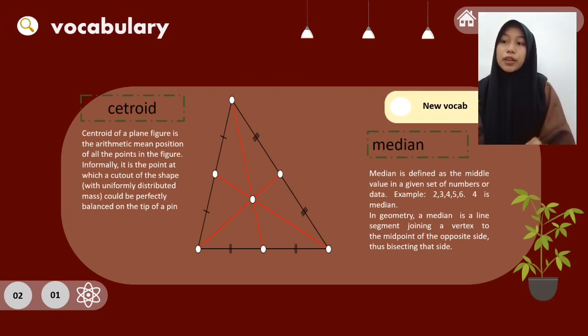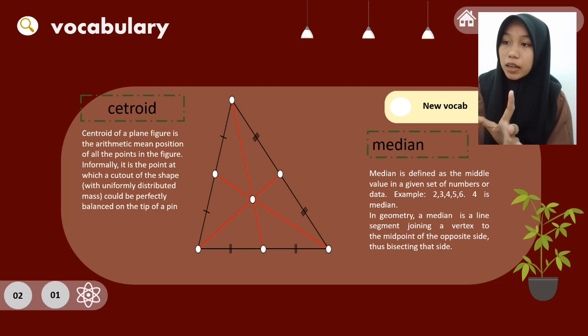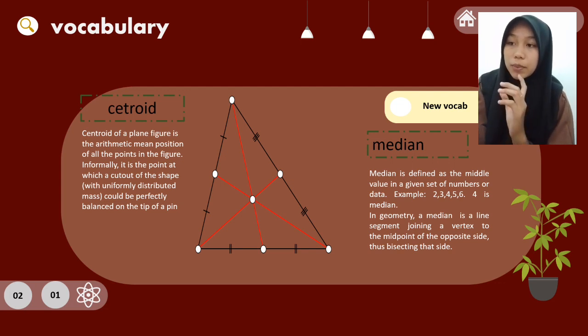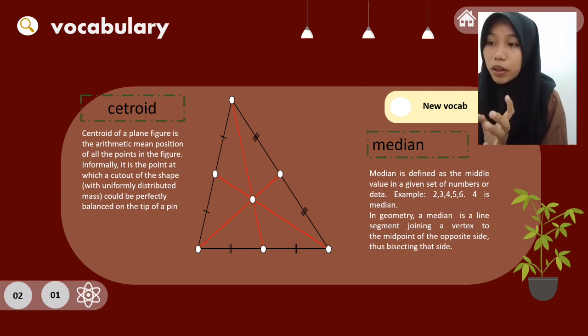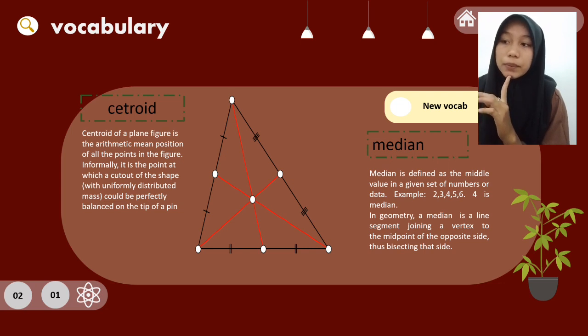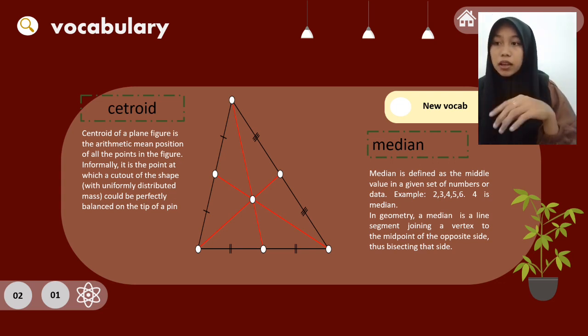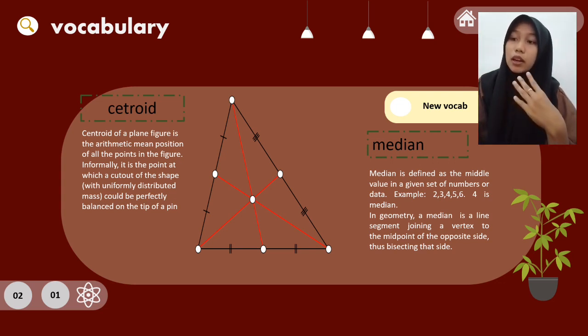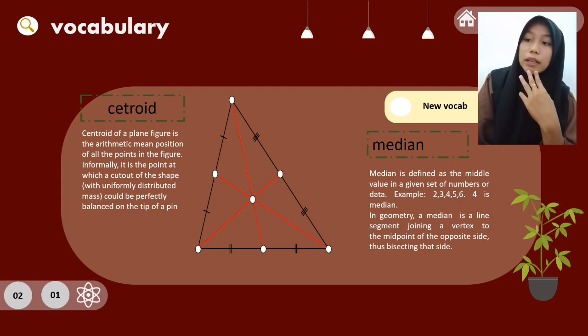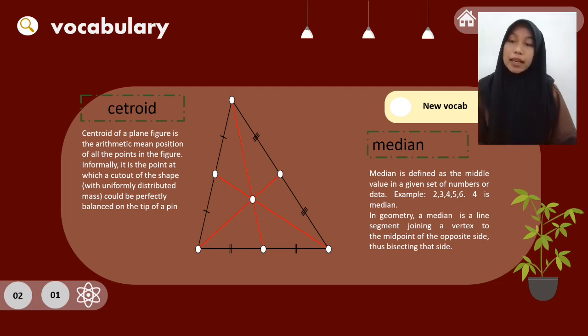Next, we have centroid. In Indonesian, we say titik berat, titik tengah. Centroid of a plane figure is the arithmetic mean position of all points in the figure. Informally, it is the point at which a cut out of the shape with uniformly distributed mass could be perfectly balanced on the tip of a pin.